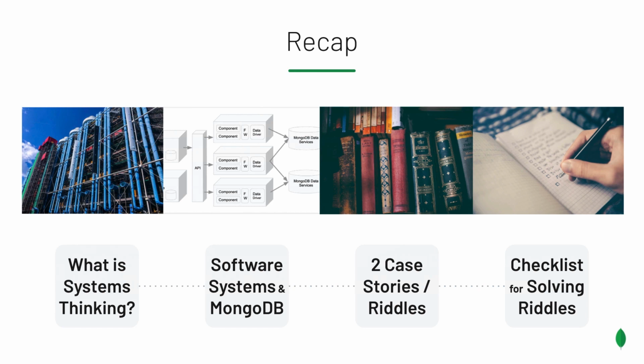Finally, here's a quick recap of what we discussed. First, we talked about systems thinking in general and used examples from the real world. Then we looked at software systems and discussed many of the possible components and their potential limiting factors. Tom then walked through 2 case stories where he solved a number of performance riddles. Finally, we provided you with a checklist and resources so you can solve your own performance riddles.